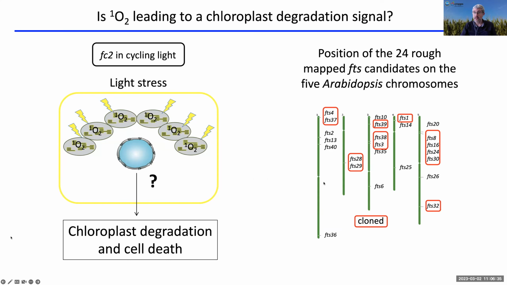And we found lots of different mutations on the 5 chromosomes of Arabidopsis. What we're doing right now is figuring out where those mutations are, what genes they're in, and then we can understand the proteins and genes involved in the signaling pathway.